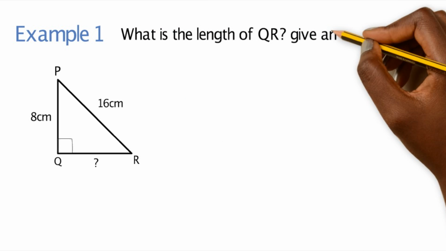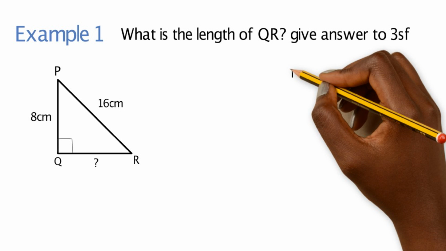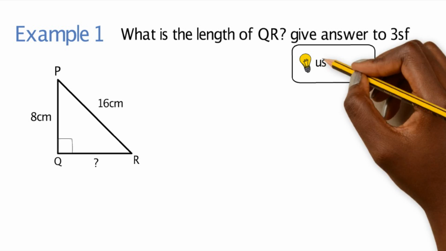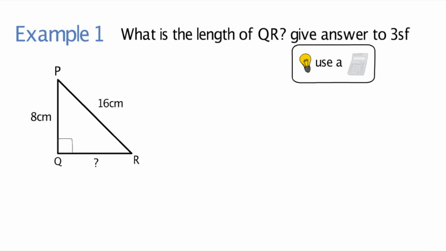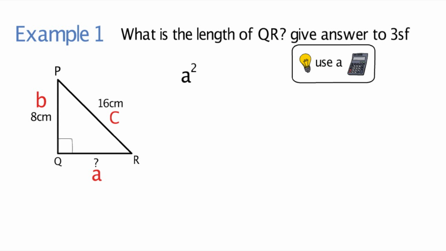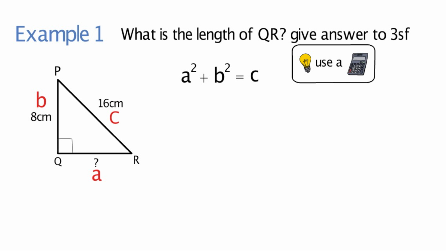So if the question says, what is the length of QR? Give your answers to three significant figures. QR is literally the line from Q to R. And one thing to note with these types of questions is you will be using a calculator. So the first thing I would do is label your triangle. Label them as the C first, and then A and B, it doesn't matter. Then after you've labeled it, write out the equation, which is your A squared plus B squared is equal to C squared.